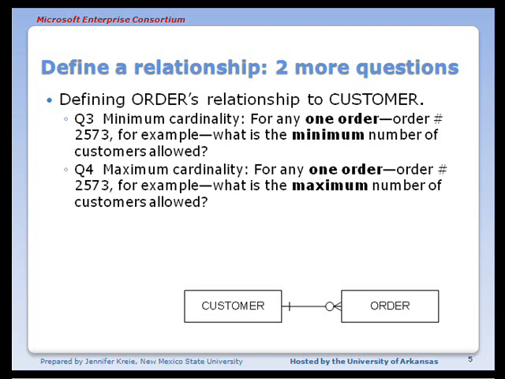The second question, maximum cardinality. For any one order, order number 2573 for example, what is the maximum number of customers allowed? And for that one order, the maximum number is 1. An order can be for one and only one customer.